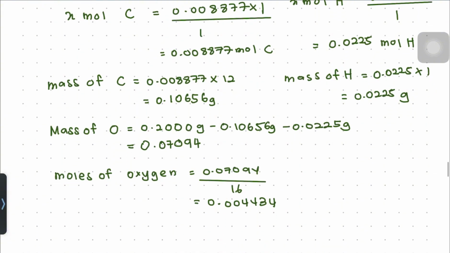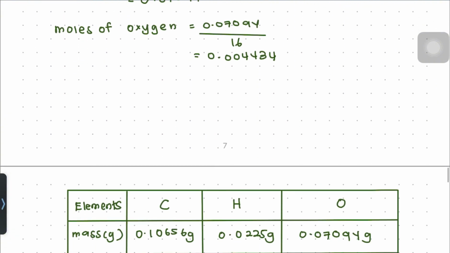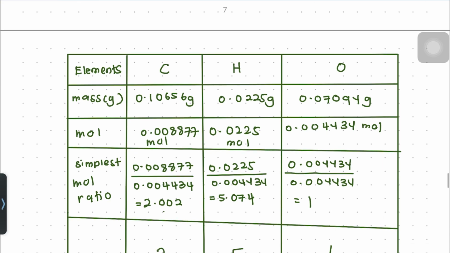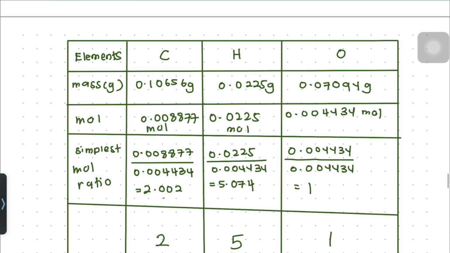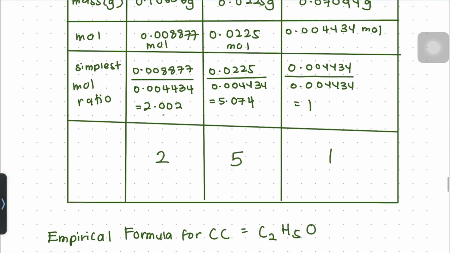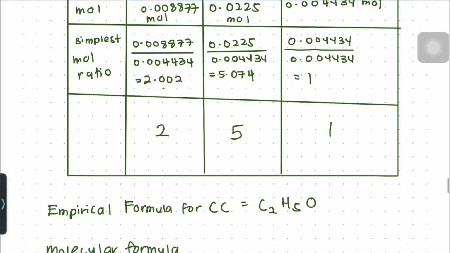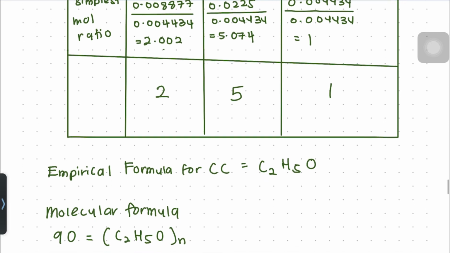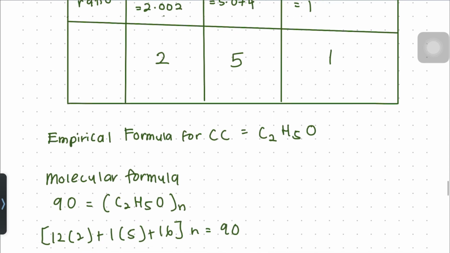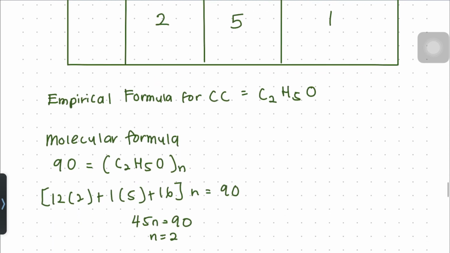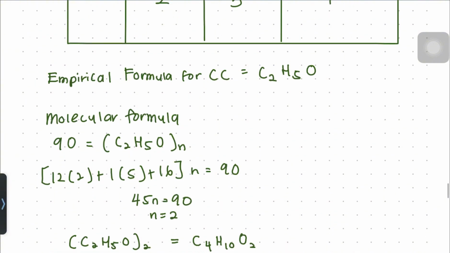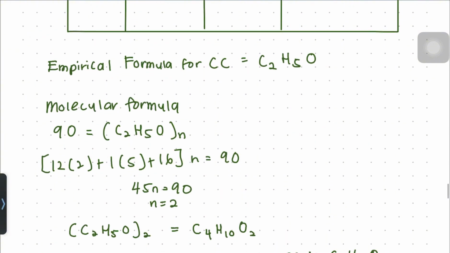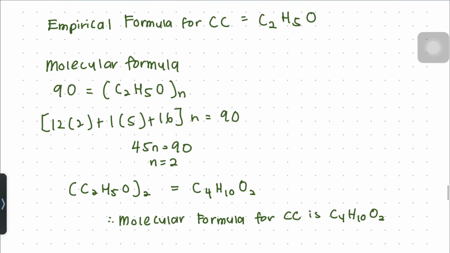After that, we can calculate the mass of oxygen and the mole of oxygen. And then we need to create a table that contains the mass of each element, the mole, and the simplest mole ratio. So after we calculate, we will get the empirical formula for CC is C2H5O. And then the question asks us to calculate the molecular formula. So we just need to multiply the empirical formula with n, equal to the total molar mass divided by the empirical formula mass. And then we will get the molecular formula for CC is C4H10O2.